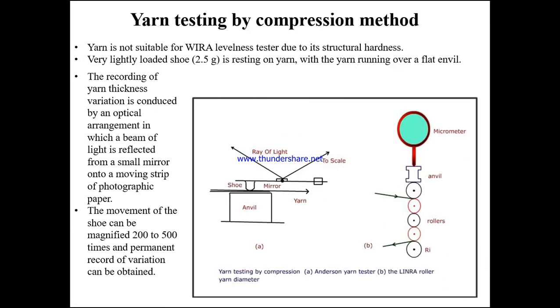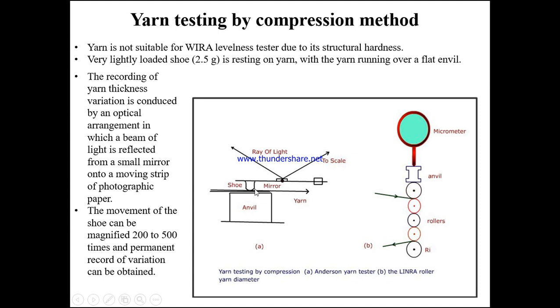Now, yarn testing by the compression method. Here you can see this diagram. Two diagrams are shown, A and B. A is called the Anderson yarn tester and B is called the Linra roller yarn diameter tester. In the case of A, there is an anvil and there is a shoe. The shoe is basically resting over the anvil, and the yarn or fabric is placed over the anvil. The shoe rests over the yarn or fabric, and the yarn is drawn gradually.